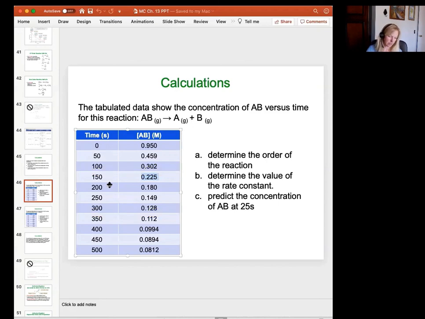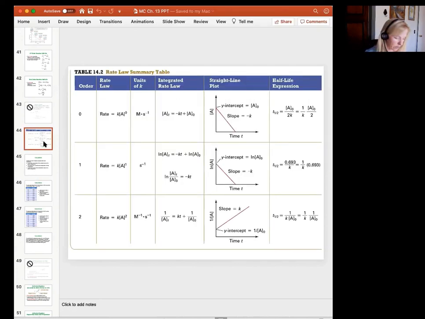So that tells me that this is probably second order with respect to my reactant because my half-life is getting longer and longer as I compare points along through here. If there was no change, then that would tell me it was first order, and if it was getting shorter, then it would be zero order. So I can look at my half-life and determine something about the reaction order as well.